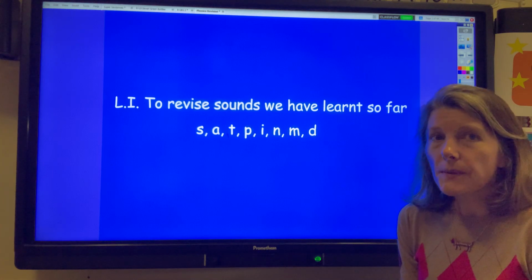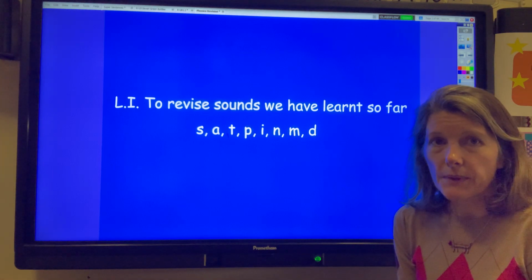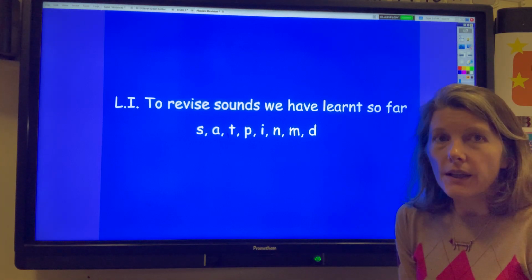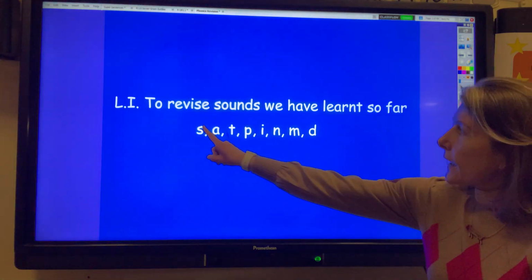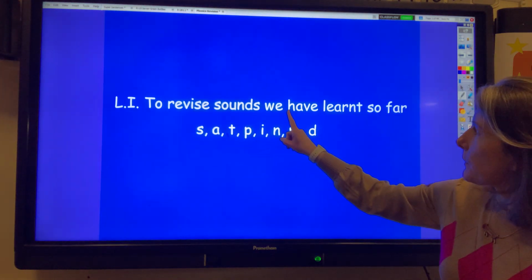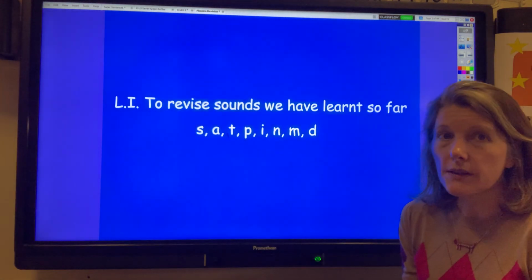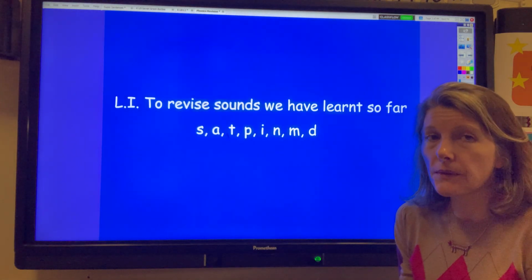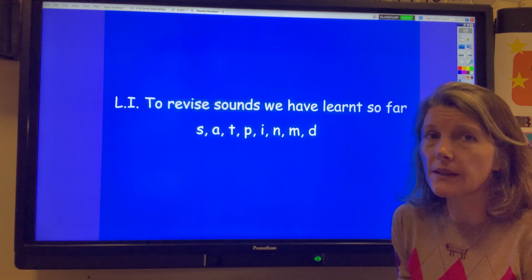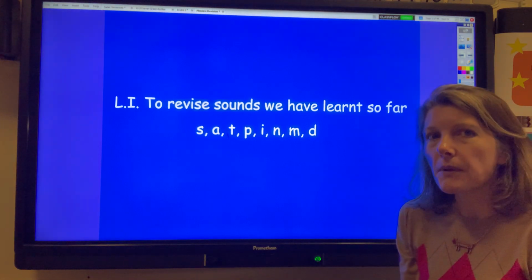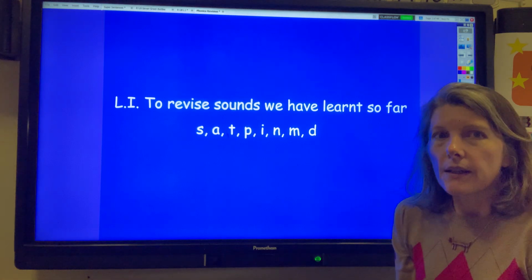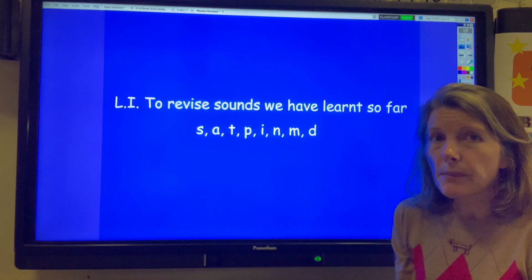So this week we're going to do a little bit of revision. We talked about that yesterday. So our learning intention today is to revise sounds we have learnt so far. We're going to be going back through all of the phase 2 phonemes that we have learnt so far, just to make sure they're really set in our heads before we move on to phase 3, because phase 3 is where it starts to get a little bit trickier.